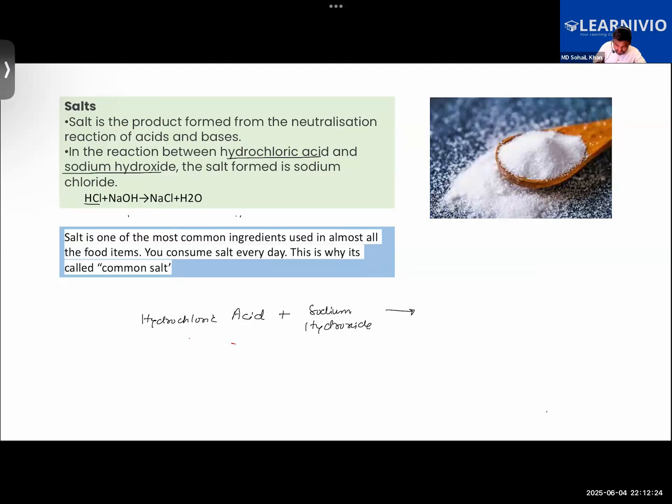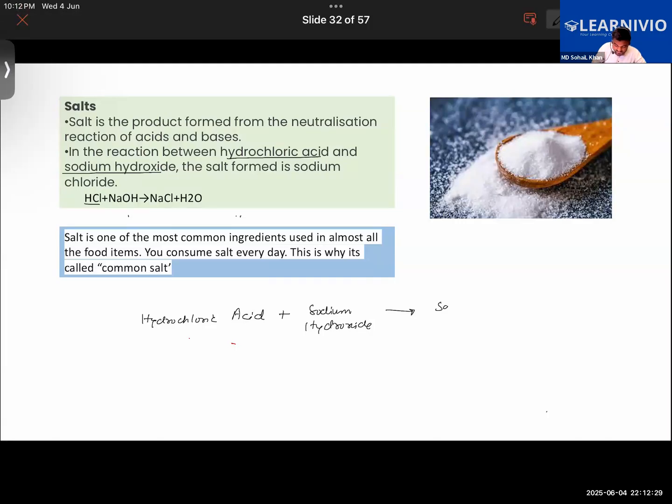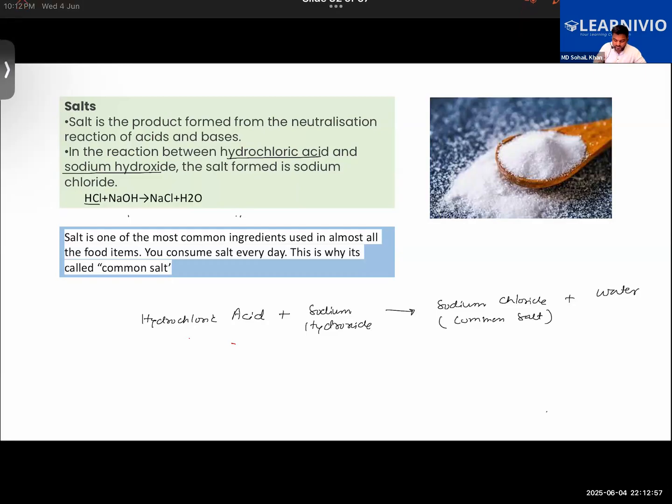After adding these two, a neutral substance is formed, that is salt. What salt is it? The salt that we add in our food. The chemical name is sodium chloride. Along with that, water is also released. Sodium chloride is the common salt. Now you might wonder why it is called common salt. It's a salt, but we call it common salt because it is commonly used in every household.